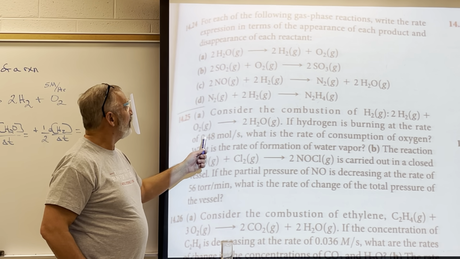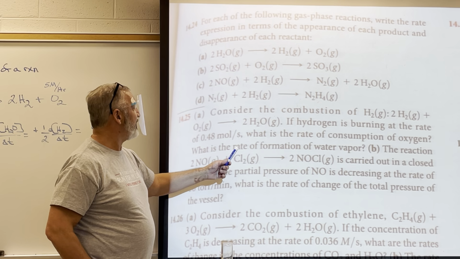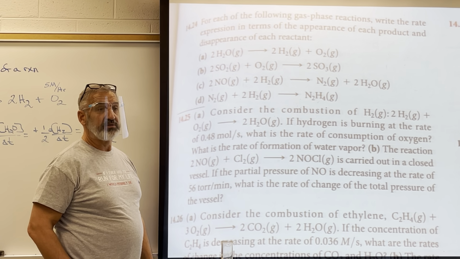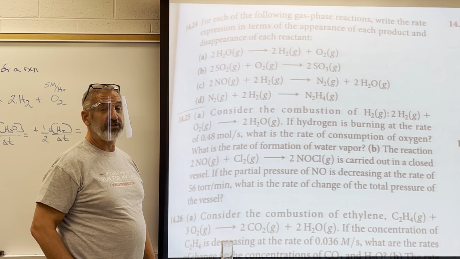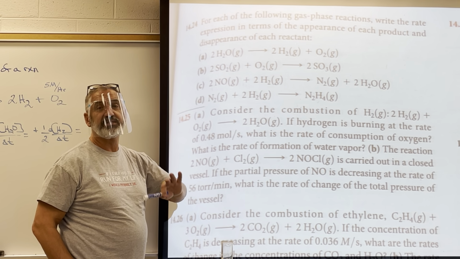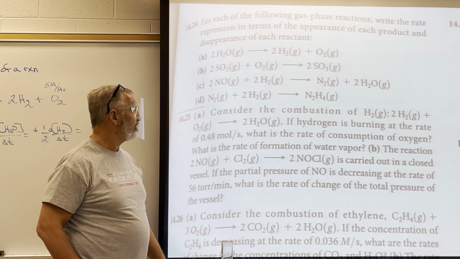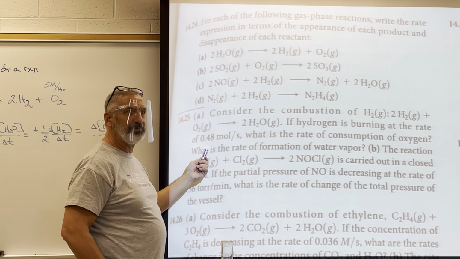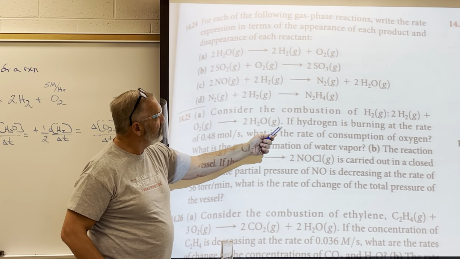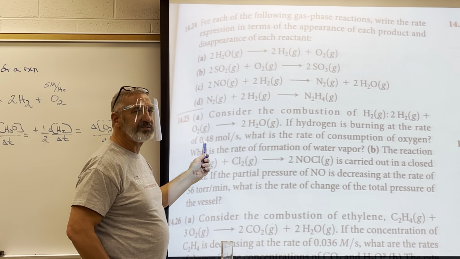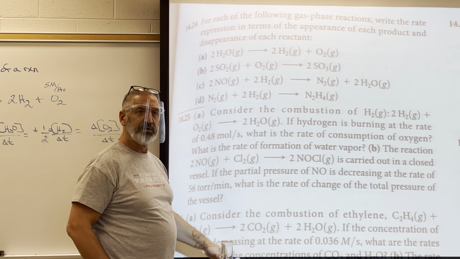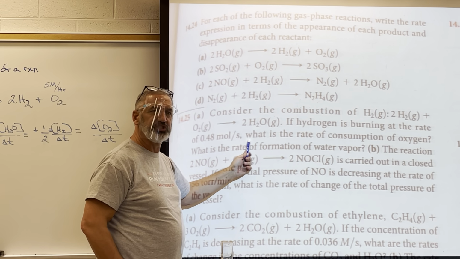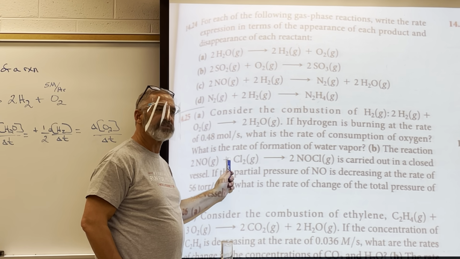So, what is the rate of formation of water vapor? Y'all should be screaming this out at once because it's so intuitively obvious. 0.48. 2 makes 2, so 0.48 is going to make 0.48. 2 combines with 1, so 0.48 is going to be reacting at 0.24. It's a stoichiometric relationship using the coefficients.